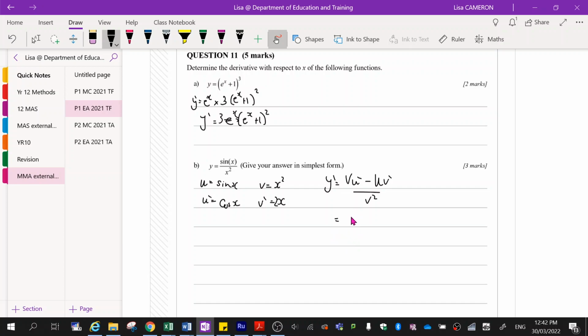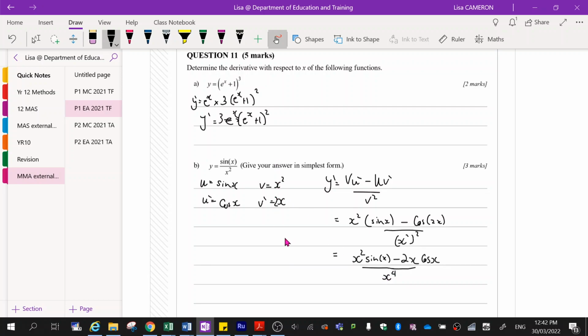So now I'm going to simply put my values into the equation. All over x squared squared. So now I'm going to write it out more simply. So it'll be x squared sine x minus 2x cos x all over x to the power of 4.